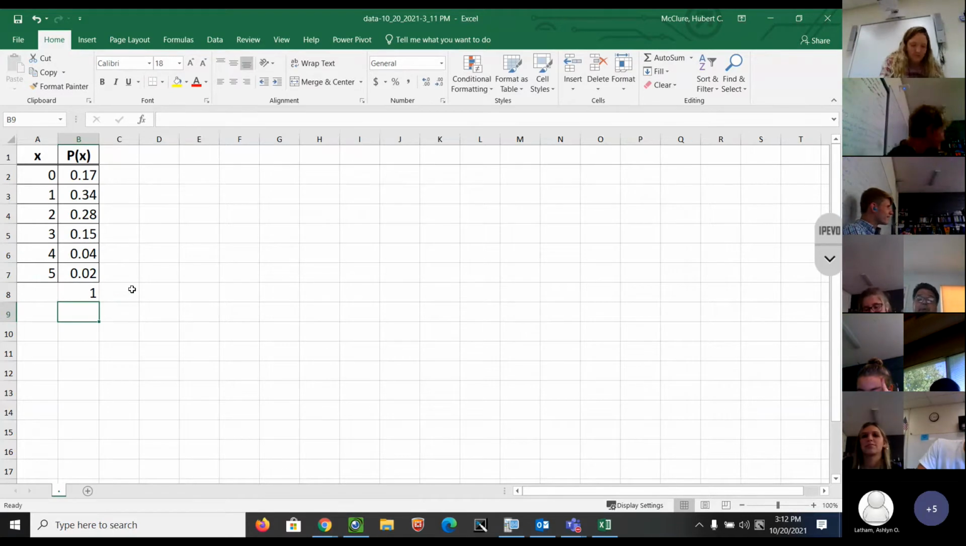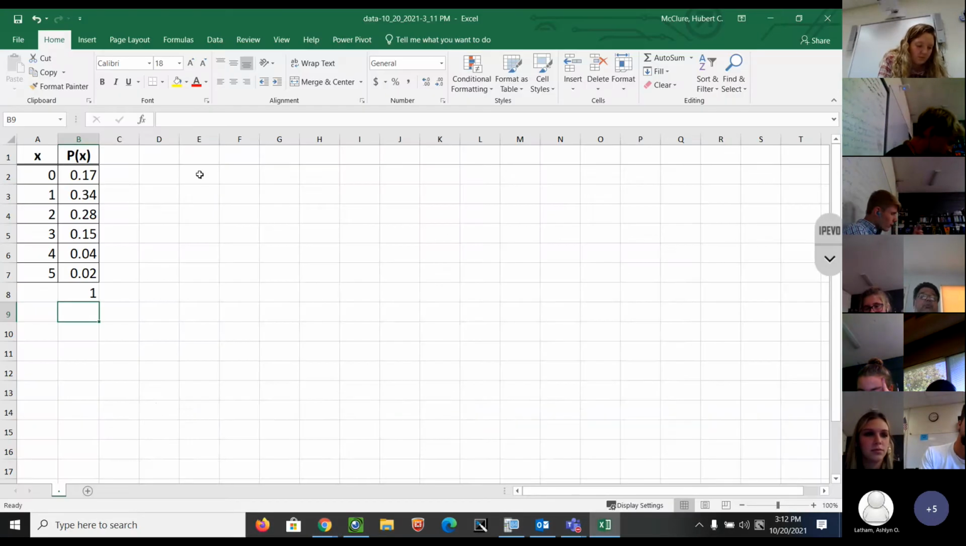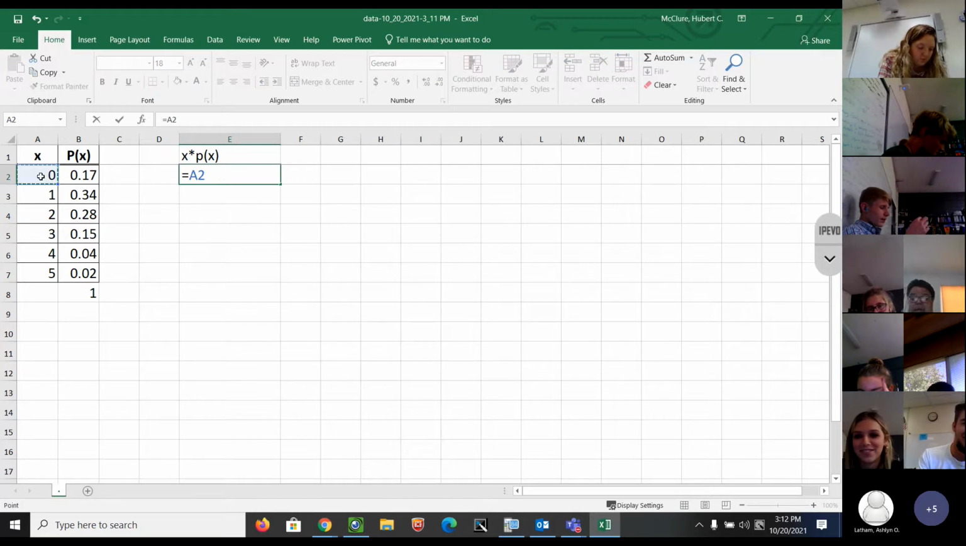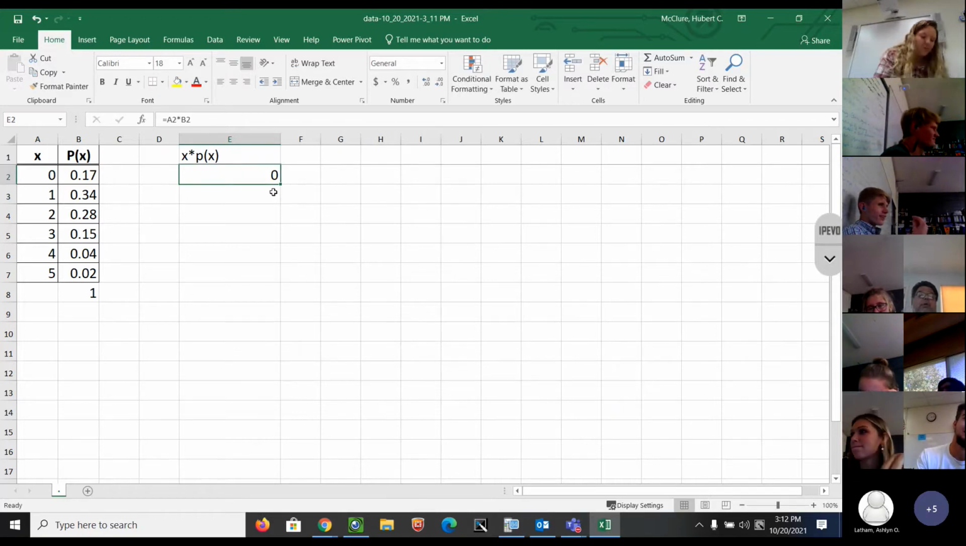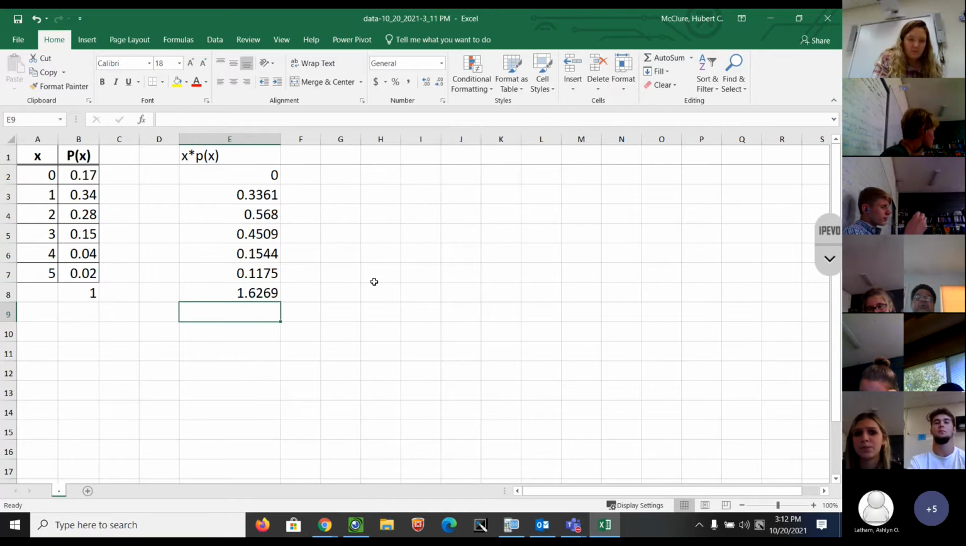Are they going to ask for mean and a standard deviation? Let's look and see. Yep, they're going to ask for mean and a standard deviation, so we might as well go ahead and do that too. So the mean is going to be the summation of x times p of x. So that's equal to this times this. And I'm going to copy that down and add that up. All right, somebody write down that mean, 1.6269.